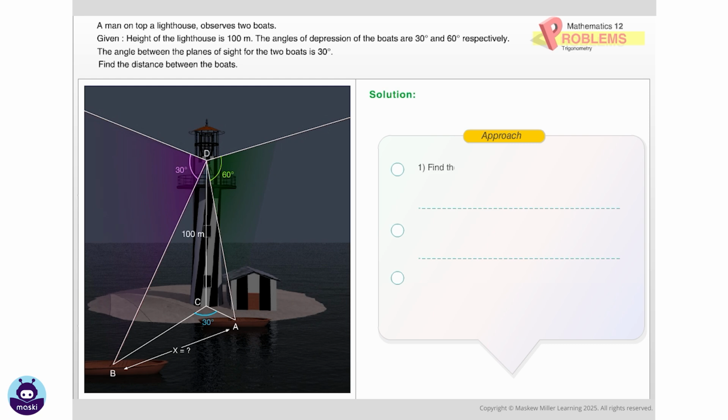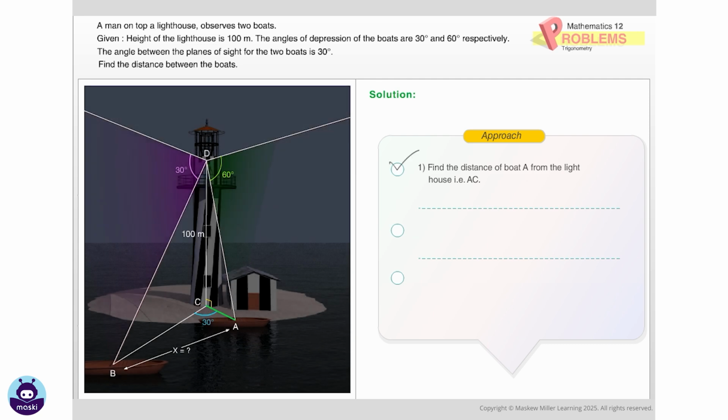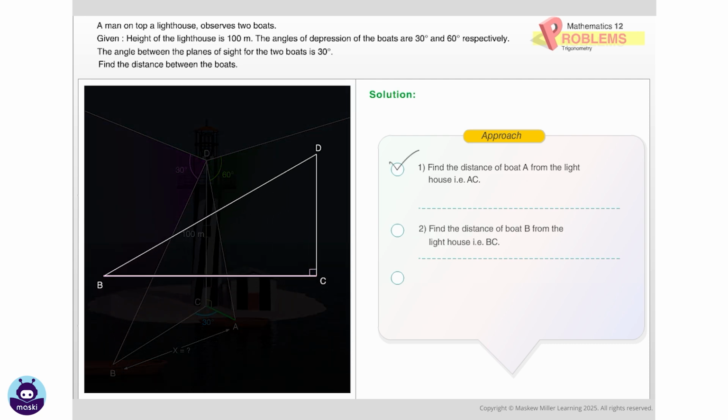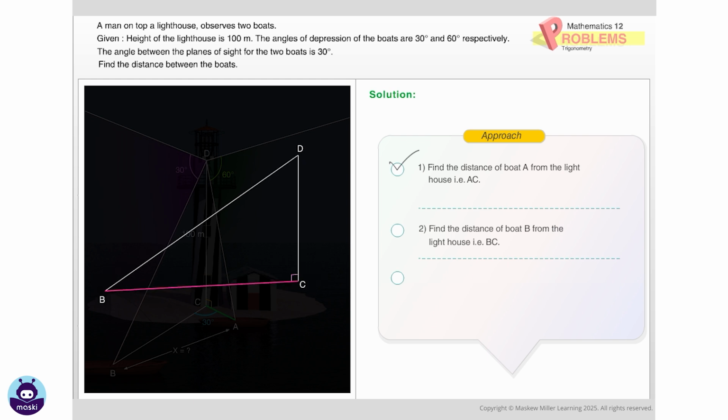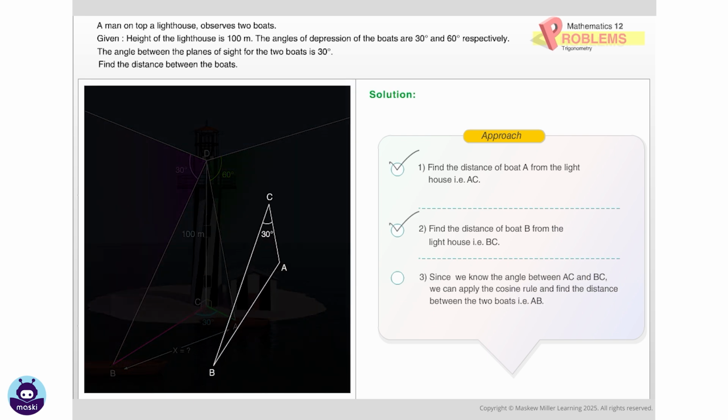Approach. Find the distance of boat A from the lighthouse, that is AC. Find the distance of boat B from the lighthouse, that is BC. Since we know the angle between AC and BC, we can apply the cosine rule and find the distance between the two boats, that is AB.